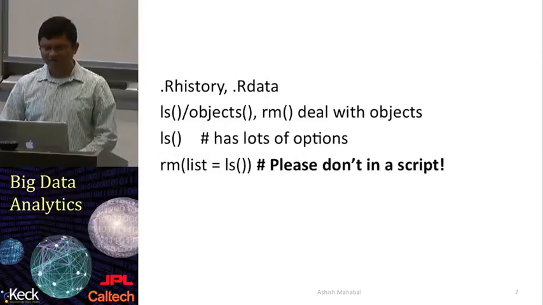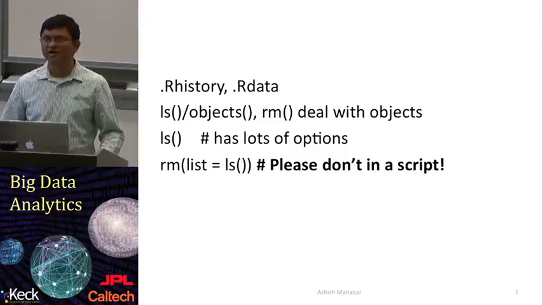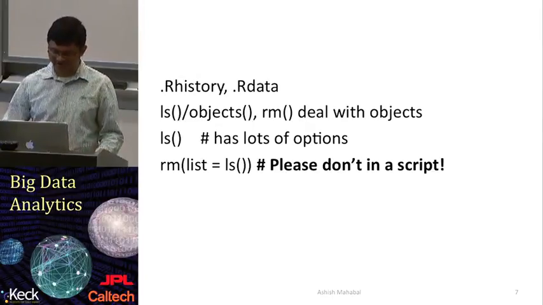We talked a little bit about R data earlier and R history. R history saves the commands that you have been given so that you can easily go back to that. ls lists for you various objects, and you can use these recursively or in tandem with other objects. So the last line here shows how you can assign the output of ls, the objects that you have, to a vector called list, and then you can remove everything that is in list. Of course, you shouldn't try to do that in a script, because then whatever you have done up to that point in the script is going to get erased.